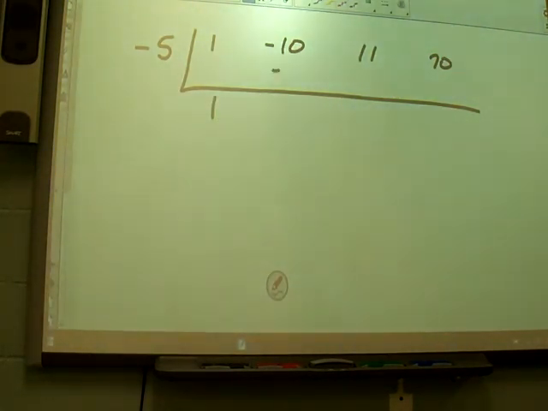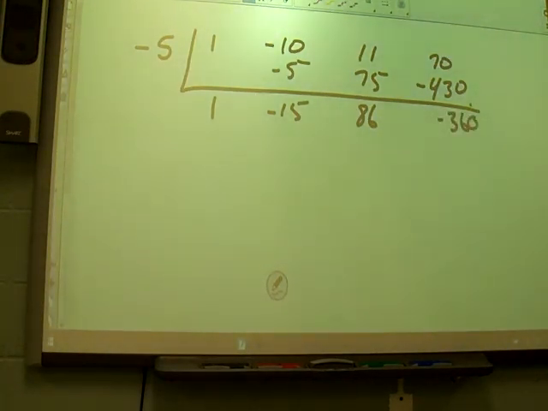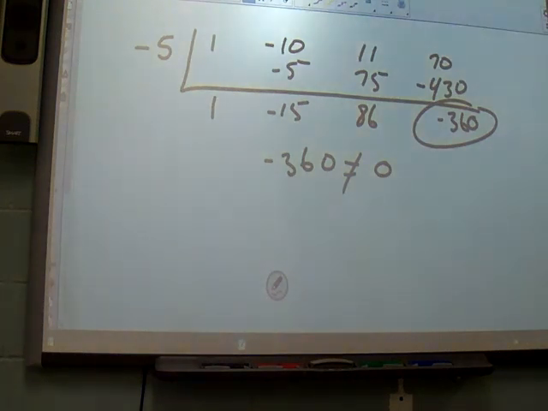So one of them's -5 is -5. I add and get -15. -15 times -5, is that 75? Yes. I add and get 86. 86 times -5. Somebody help me out on that. -430. -430. And I add and get -360. So to show that that's not a 0, -360 is not 0. Okay, if it worked, I would have gotten 0 in the remainder. 0 would have equaled 0. So that's what you show on your part A answer.